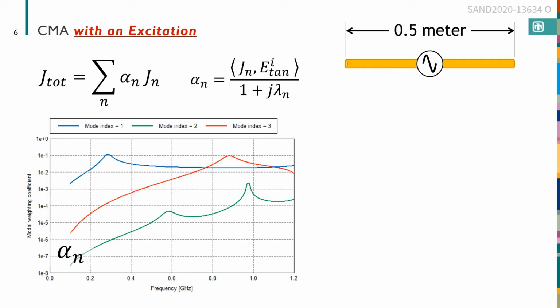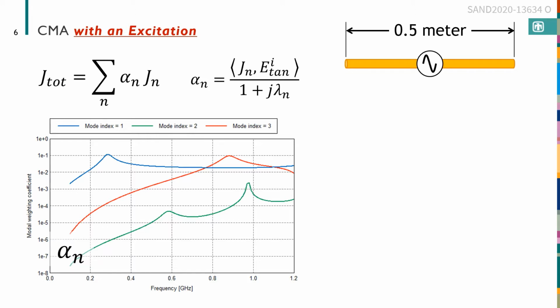And you get those regardless of whether there's an excitation. But when you add an excitation, it allows you to calculate a few additional very interesting quantities that we're going to use later in this talk. And one of them is the modal weighting coefficient, which is given by this expression here. The modal weighting coefficient tells you what proportion each mode exists on an antenna with an excitation. So you've got the modes, and then you've got their weights, and that comprises the total current.